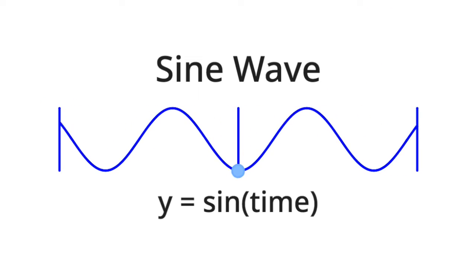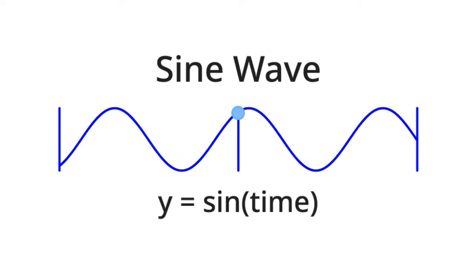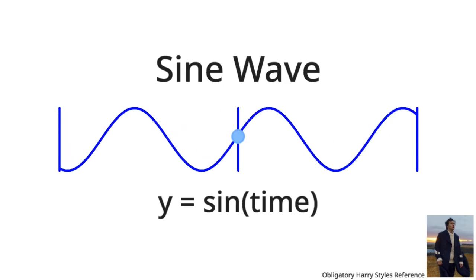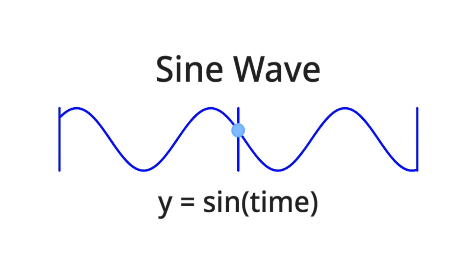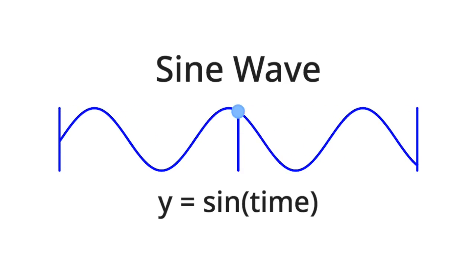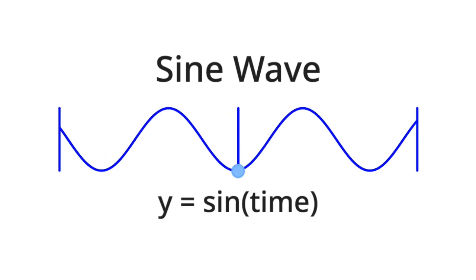Here is a sine wave. The point in the middle can be represented by the equation y equals the sine of the time. We can use the sine function to move an object back and forth. We can also combine sine functions to make more complex shapes.